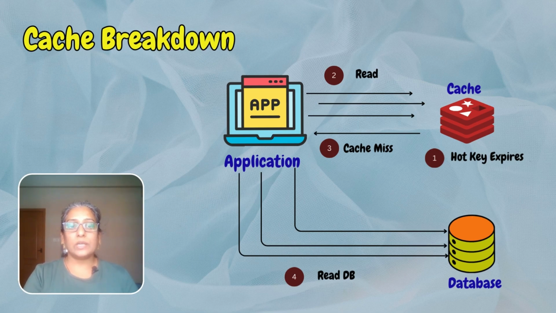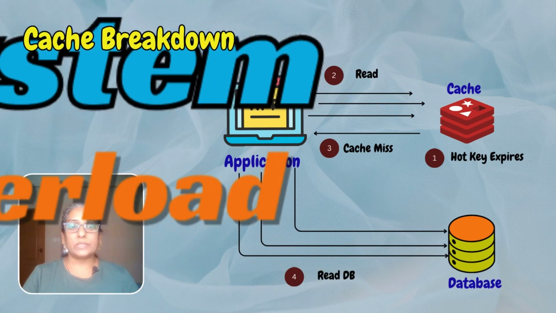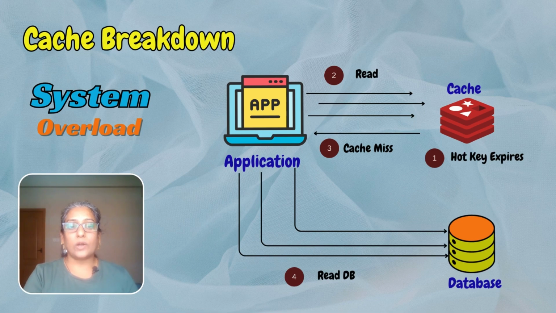The cache breakdown problem is similar to the thundering herd problem. It happens when a hotkey expires. A large number of requests then directly hit the database, overwhelming the system. Since the hotkeys make up 80% of the queries, a solution to this problem is not to set an expiration time for them.